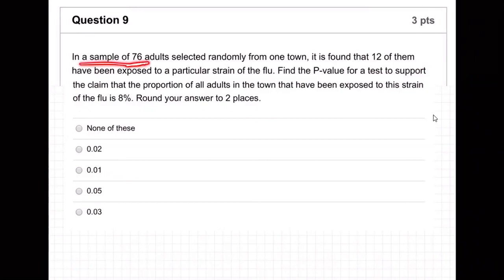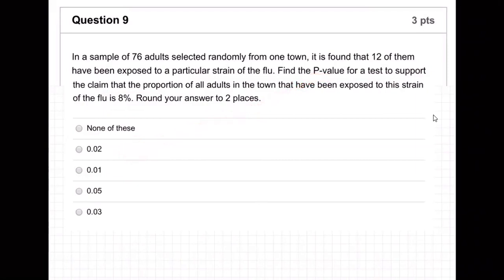So 76 adults selected at random, 12 of them have been exposed to the strain of flu. Find the p-value, and so on. Now you might be tempted on this problem. I'm sure you will be. What I've seen students do in the past is they just jump right to the calculator. They say, I just need a p-value. I just got to crank one of these p-values out.